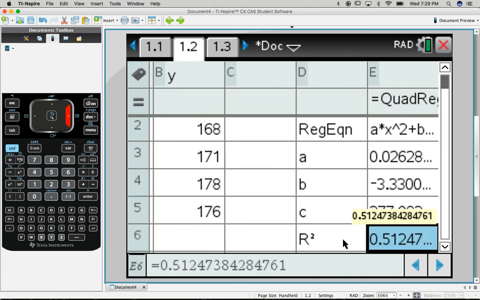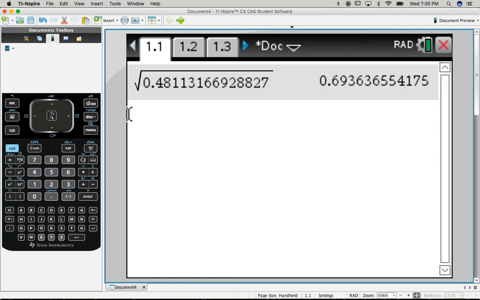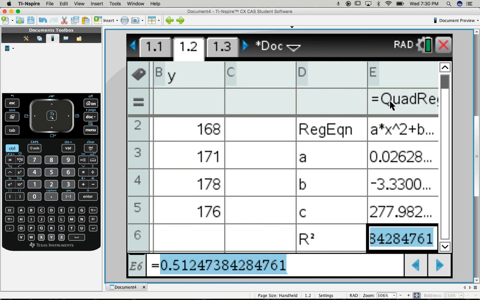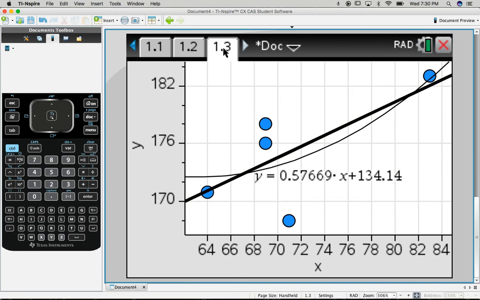So if you want to see how strong a model this is compared to the last one, look at your R squared value. If all of this right here is R squared, then if I take the square root of it, it would give me my R correlation coefficient. So let's take the square root of that R squared value so that we get R. And you see this one's stronger. It's closer to 1. So right now, instead of a line, a quadratic is actually stronger, and this picture shows more of a quadratic than just a line.